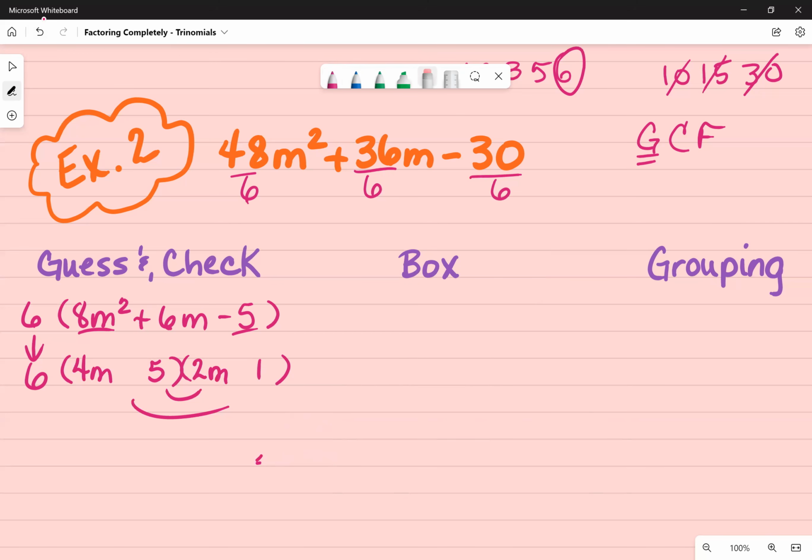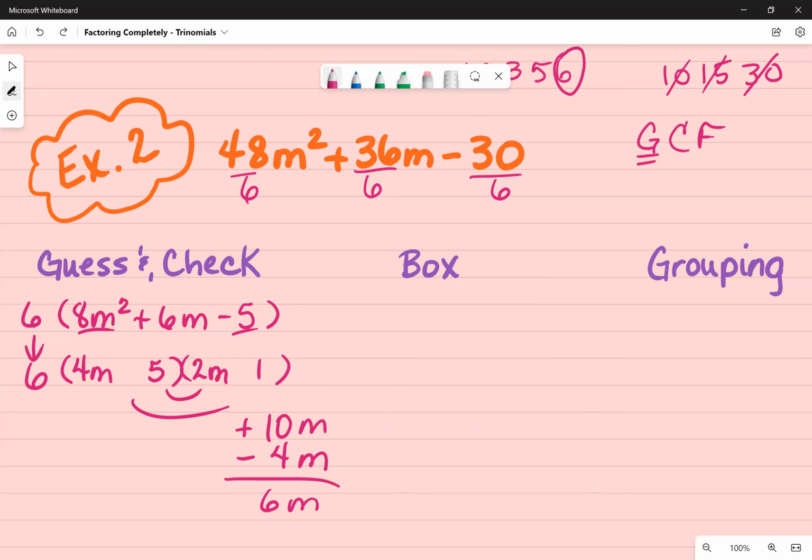Okay, so let's see here. 5 times 2 is 10m. 4 times 1 is 4m. So if I add them, I end up with 14. However, if I use the rule that I just said, and I take my bigger number and I use the sign that's in front of B, and I know that they're going to be different signs because the sign in front of C is negative. Now, if I look at it, then 10 minus 4 is 6m, which is what I was looking for.